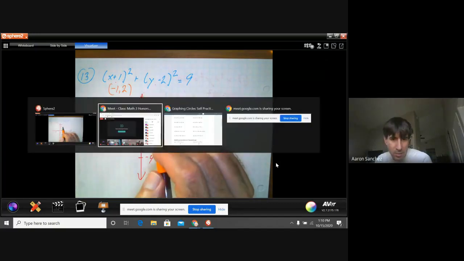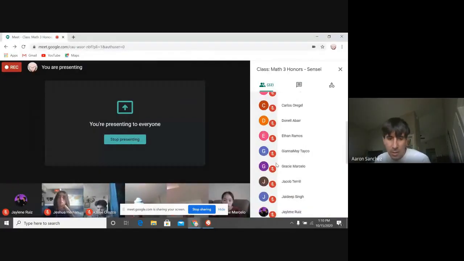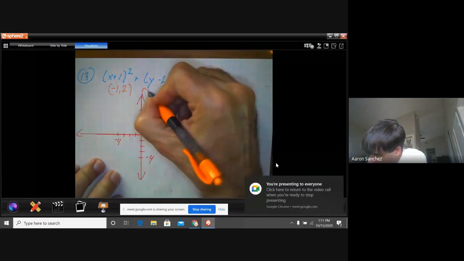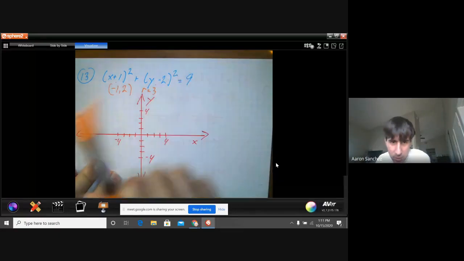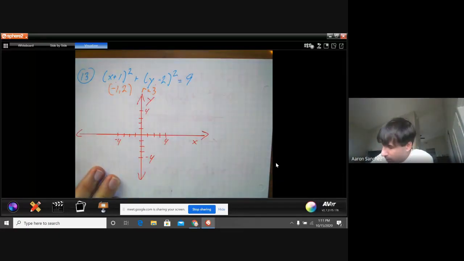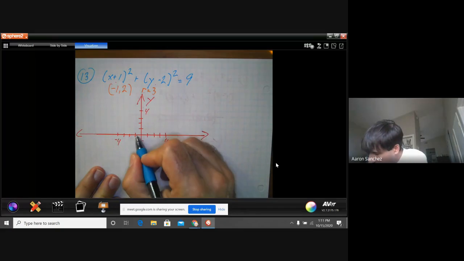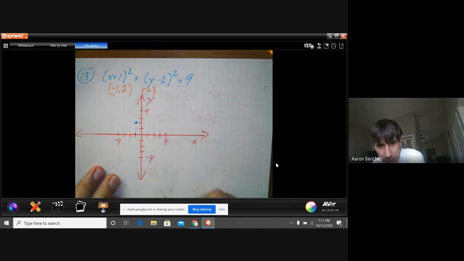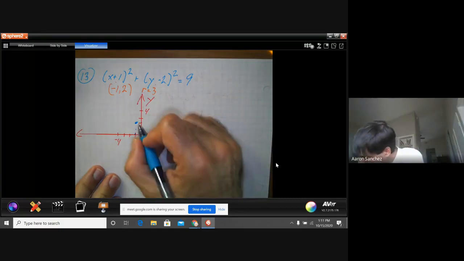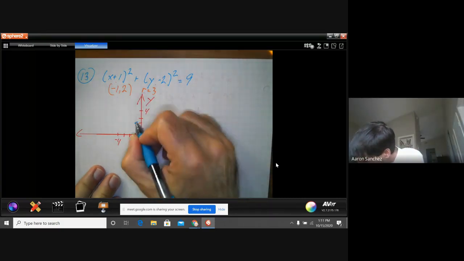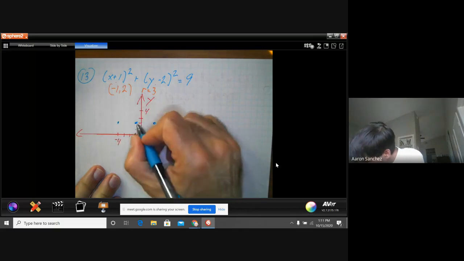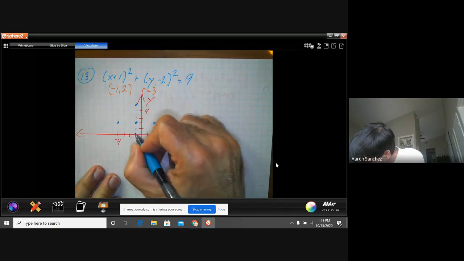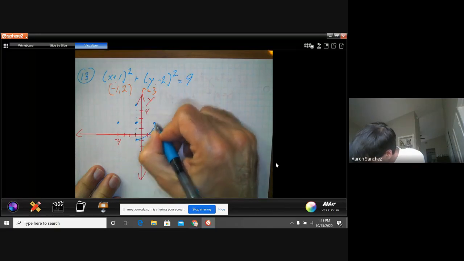What's my radius? Let's go with Ethan. What's my radius? Is it 3? Very good. So my radius is 3, and the center is -1, 2. All you got to do is just go -1, +2. There's my center. My radius is 3. So from my center, I go over 1, 2, 3. Go over 1, 2, 3. Go up 1, 2, 3. Make sure you do it on the lines. 1, 2, 3. And then you should get your circle.